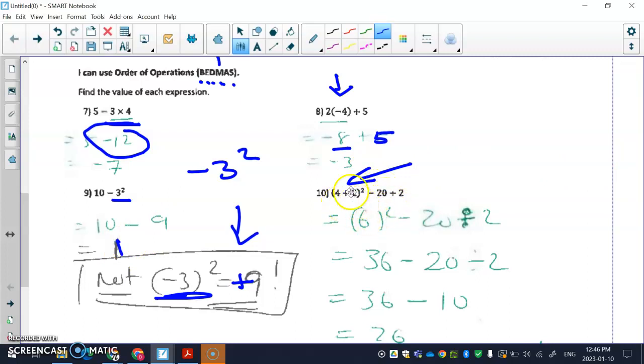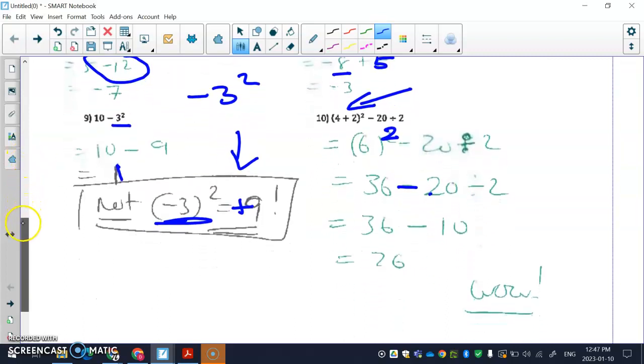4 plus 2 is 6. And then you're going to use the exponent here and square it to get 36. So I have 36 minus 20 divided by 2. So now I ask myself, what goes first, subtraction or division? Division goes first. So I divide first to get minus 10 on the right side and end up with 26.